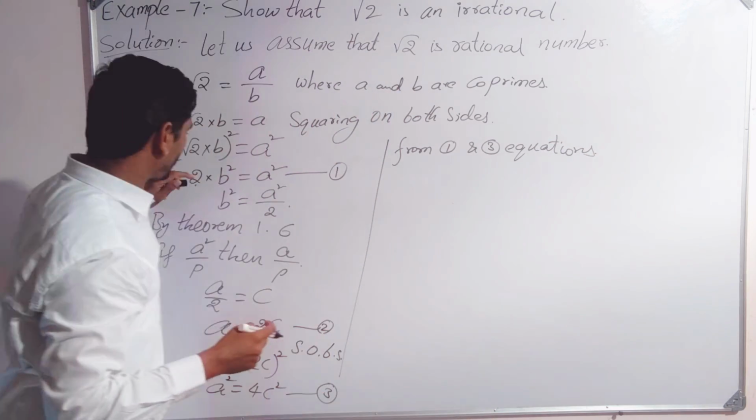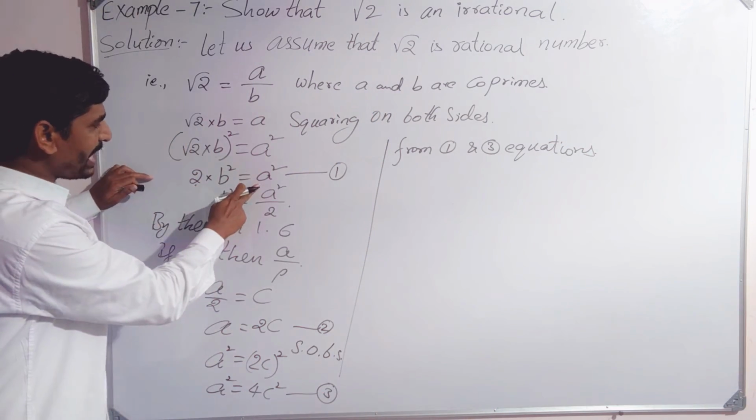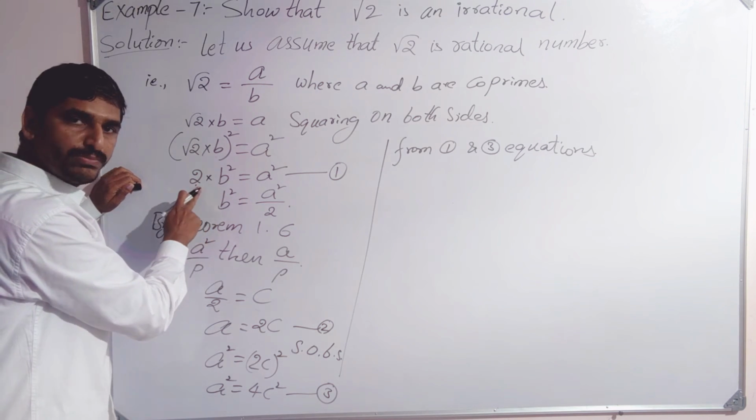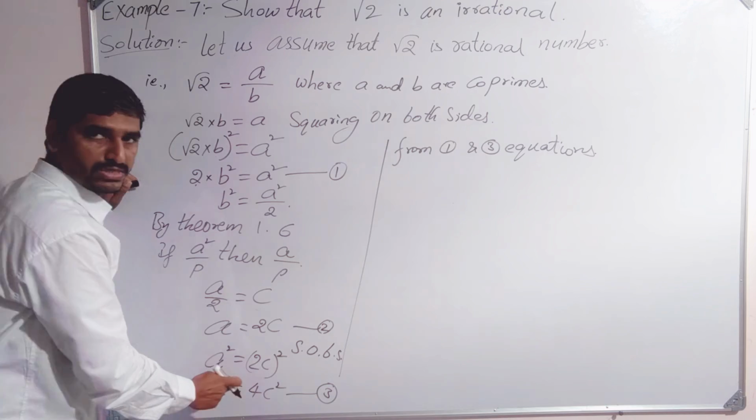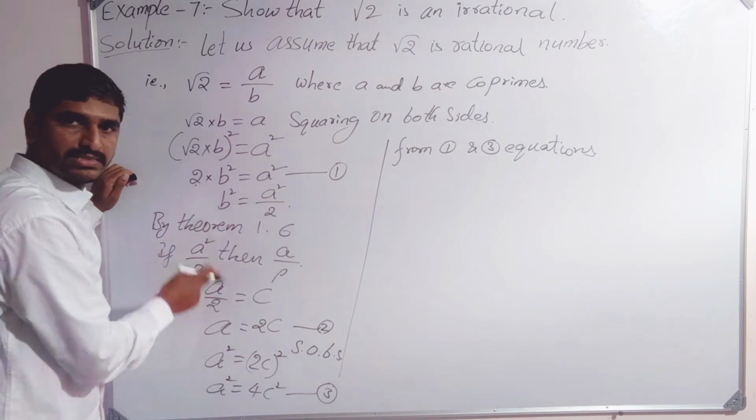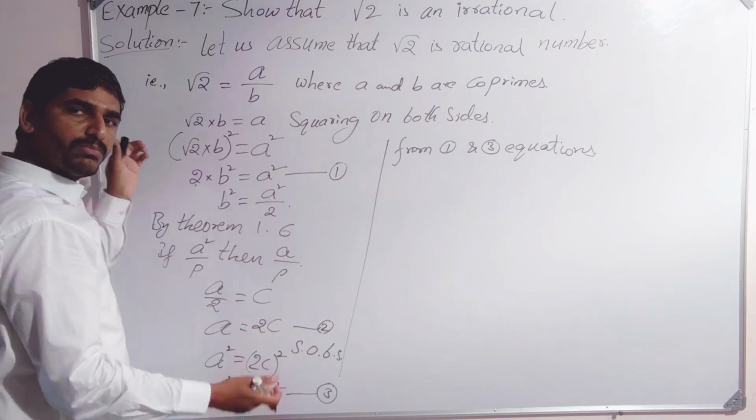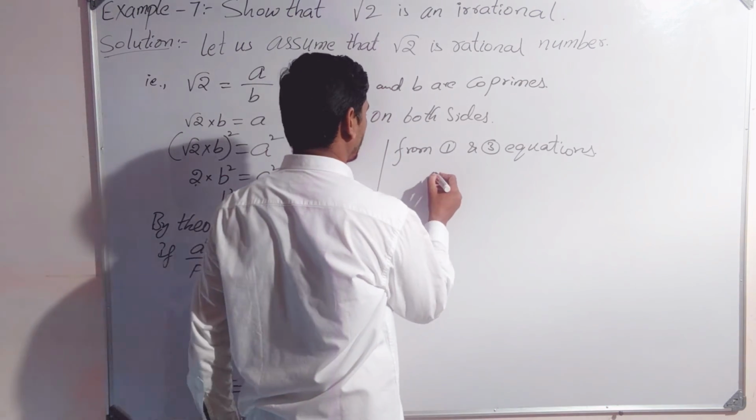From equations 1 and 3, what are we observing? A square equals 2b square. Here, a square equals 4c square. Are both equal or not? Yes. Here a square equals something, and here a square equals something. Both are equal.